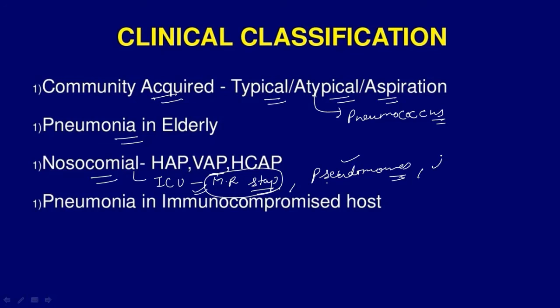Then third one is Legionella, right? Then there is pneumonia in immunocompromised host, if immunity is low, right?